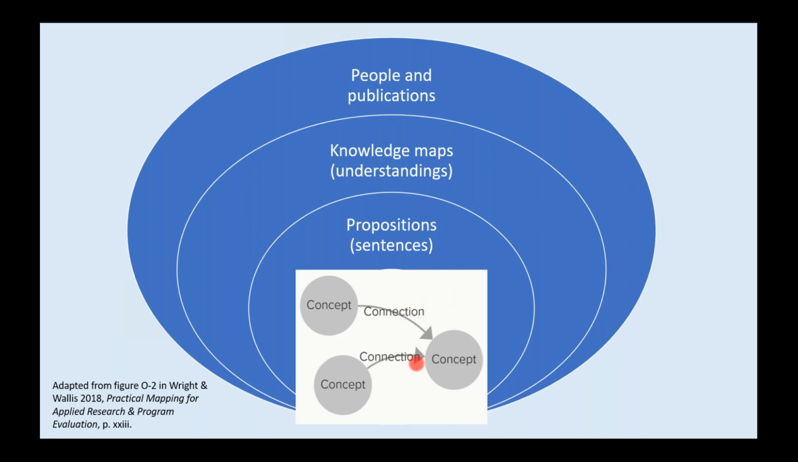Each proposition is made of concepts and causal connections between the concepts, and we can visualize these as circles and arrows. A concept is a specific thing or activity, such as providing training, quality of communication, or percent of patients who stay in care. A causal relationship, an arrow, shows where more of one thing causes more or less of something else, such as more training leading to better communication.